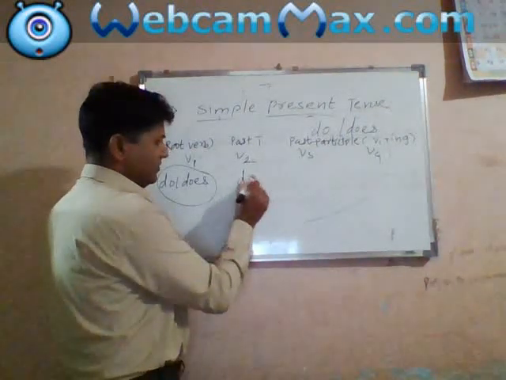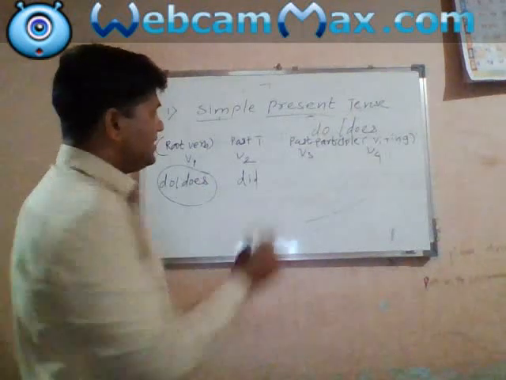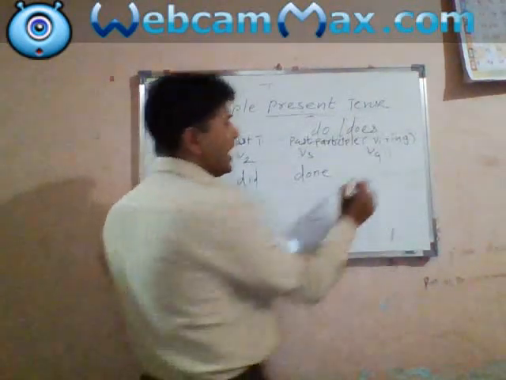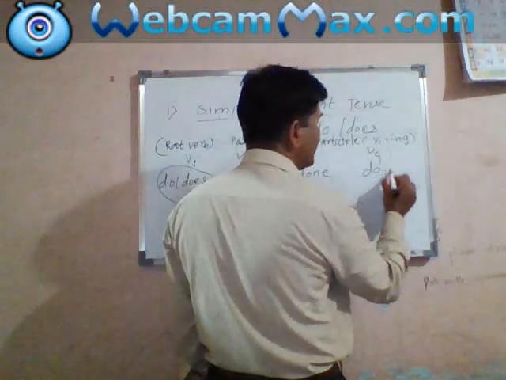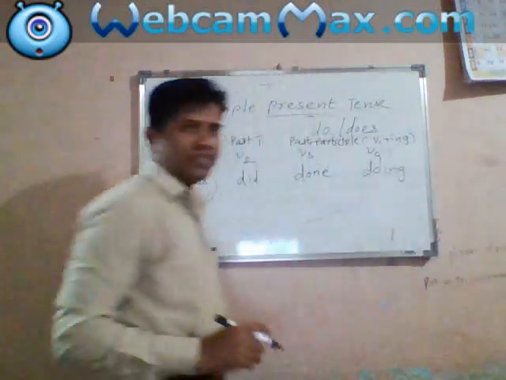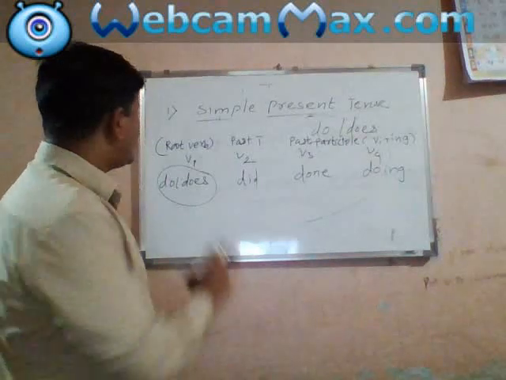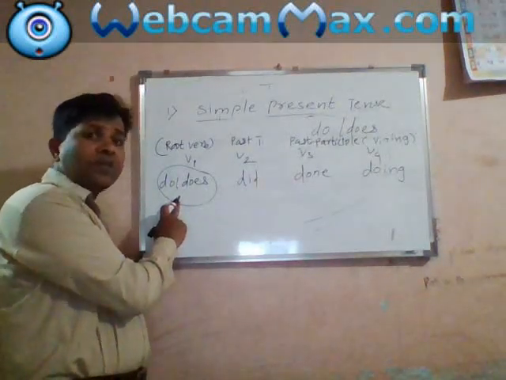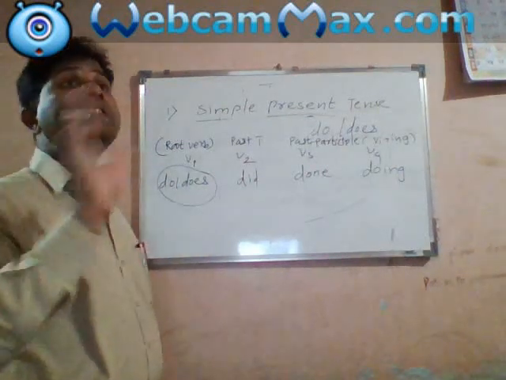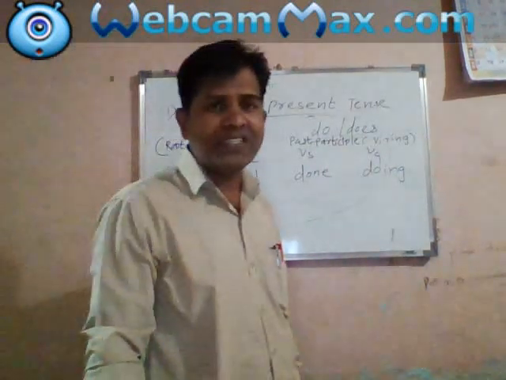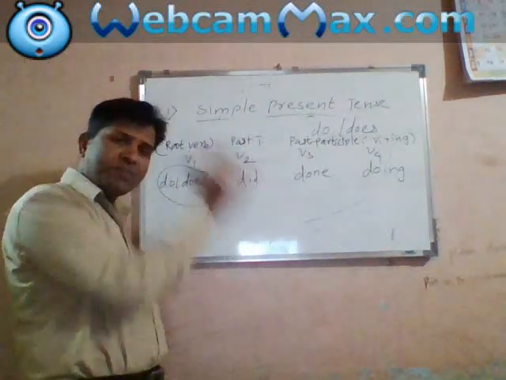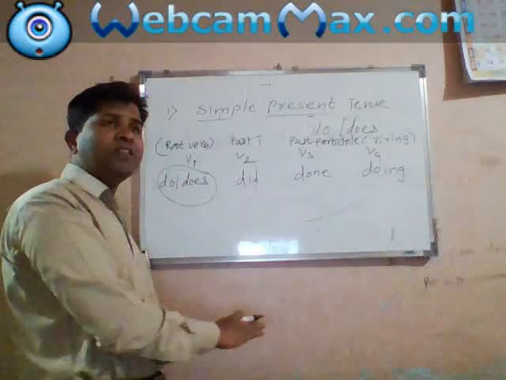What is the past tense of do and does? Here, did. Then V3 is done and V4 is doing. So, just it is for example. There are millions of verbs, and these forms of verbs we use differently in different tenses.